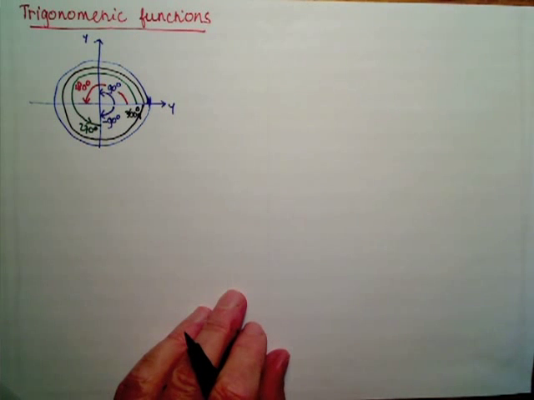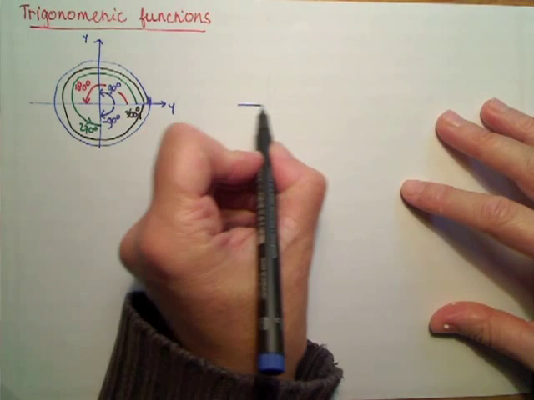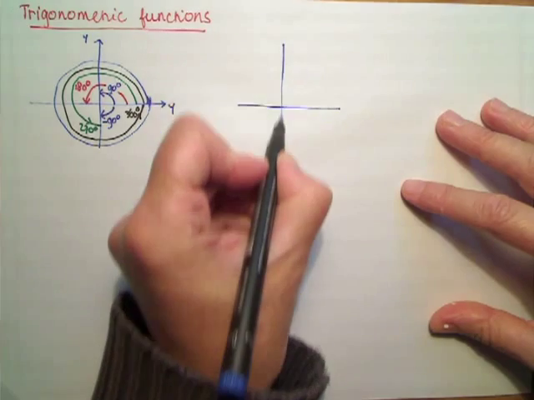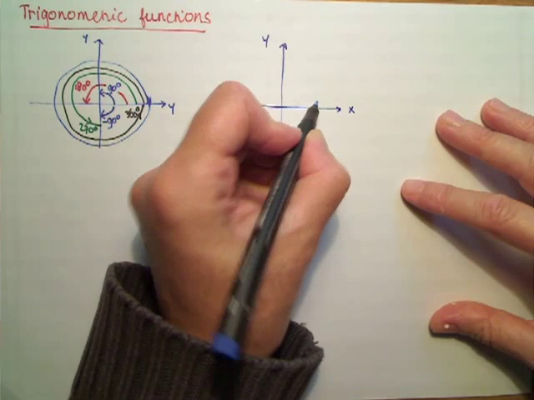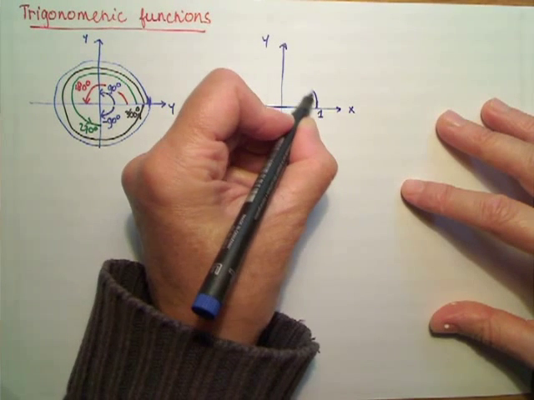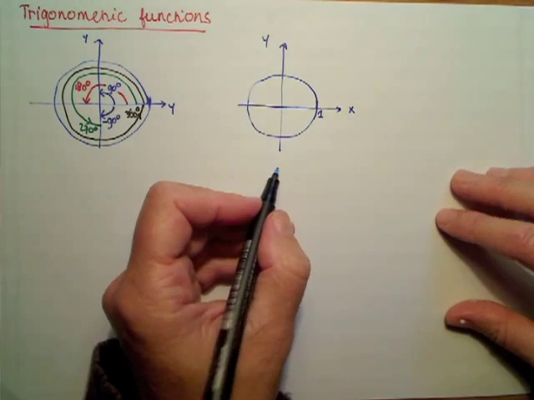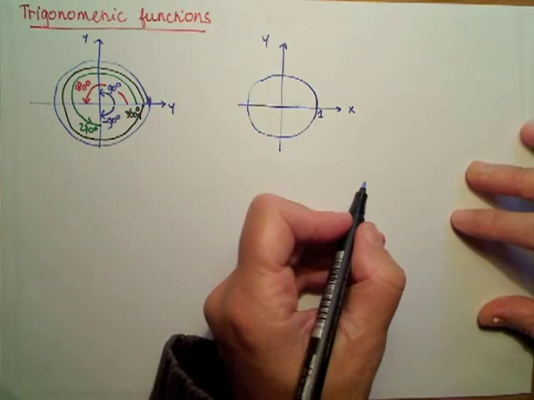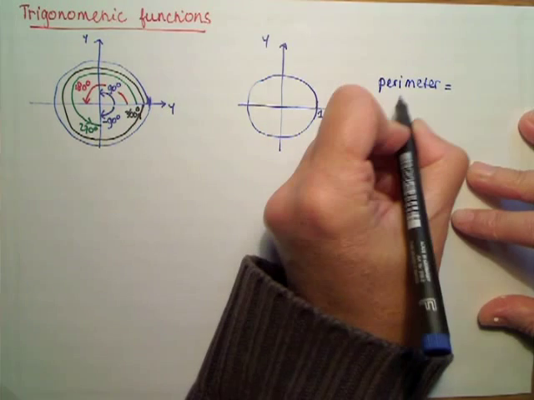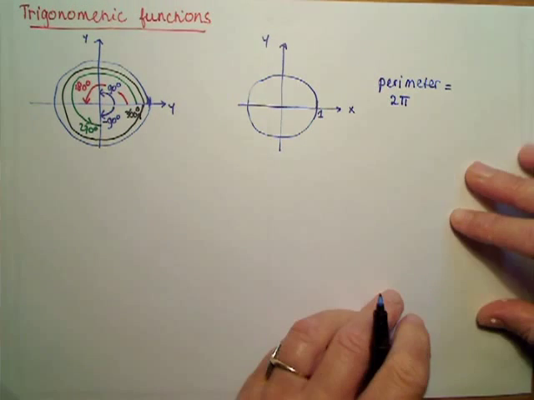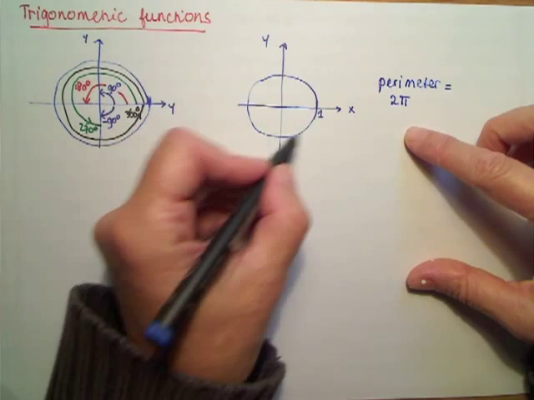Now, in general, we do not work so much with angles in degrees, but with radians. To this end, I want to draw a circle with radius 1. So we put 1 over here, and we have this circle. Now, what is the length of this circle? This is the perimeter. For a circle of radius 1, it is 2 times pi times the radius, so 2 pi.